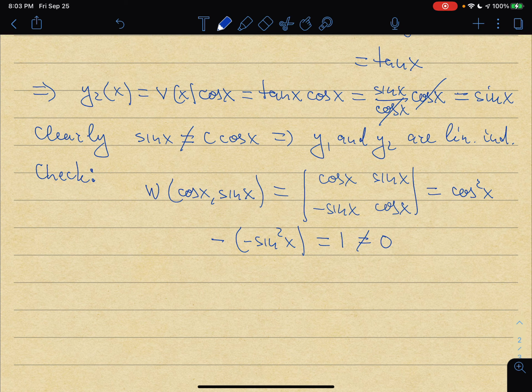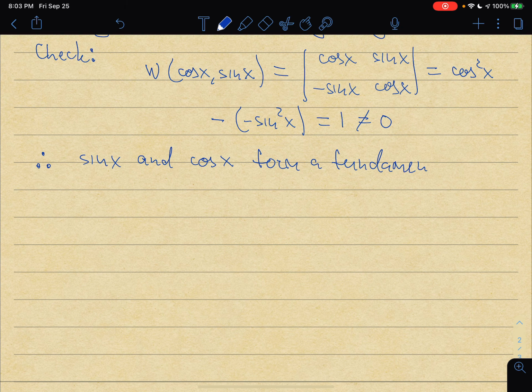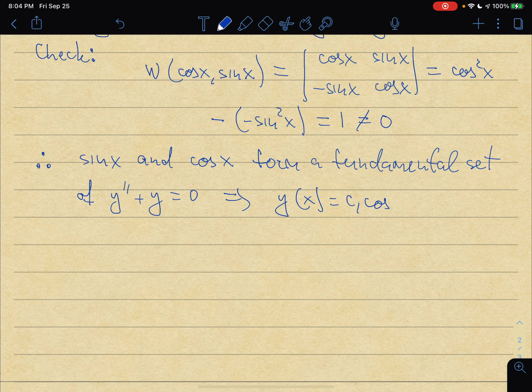The Wronskian is not equal to 0, so the solutions are linearly independent. And so from this we can deduce that sine x and cosine x form a fundamental set, because there are two linearly independent solutions of our ODE, the equation y double prime plus y equal to 0, and therefore I can construct a general solution of this equation. y of x is c1 cosine x plus c2 sine x.